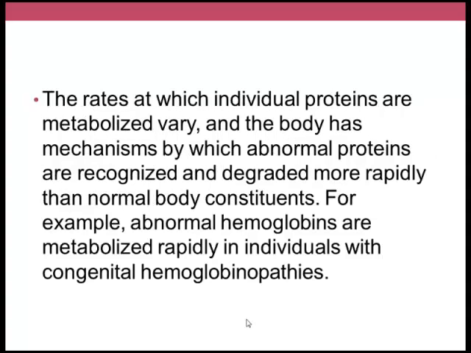The rates at which individual proteins are metabolized vary, and the body has a mechanism by which abnormal proteins are recognized and degraded more rapidly than normal body constituents. For example, abnormal hemoglobins are metabolized rapidly in people with congenital hemoglobinopathies.